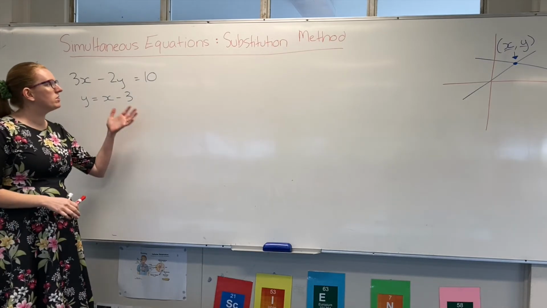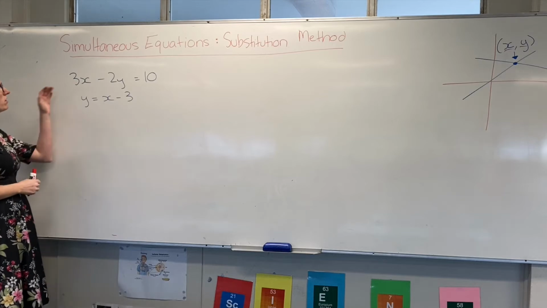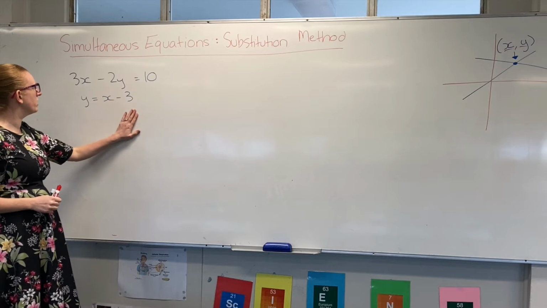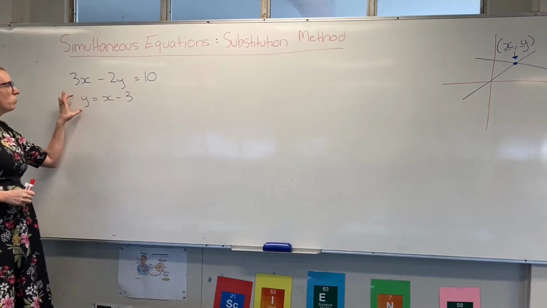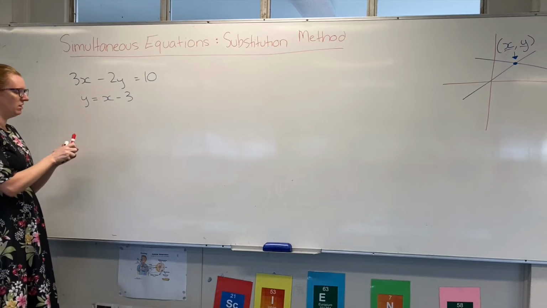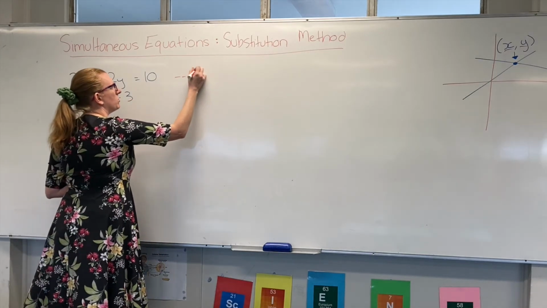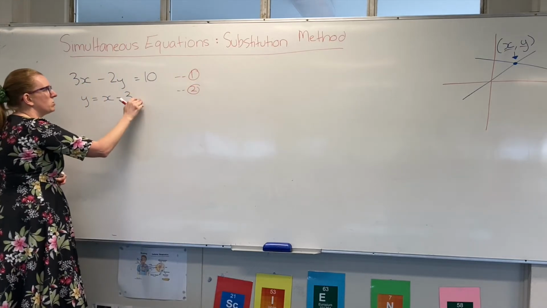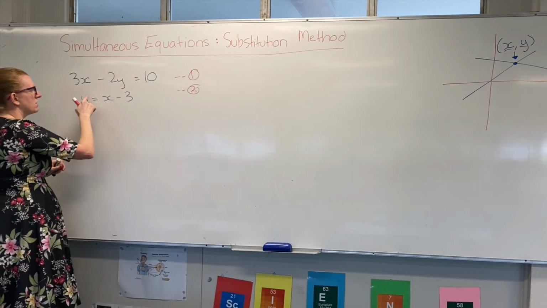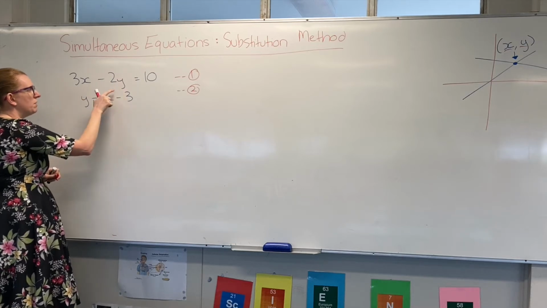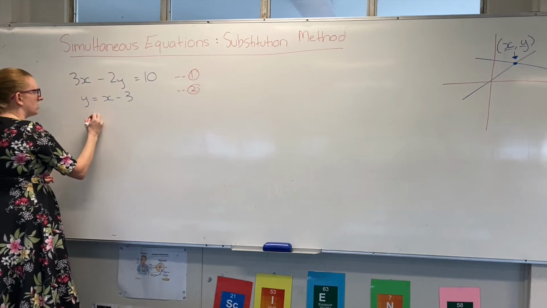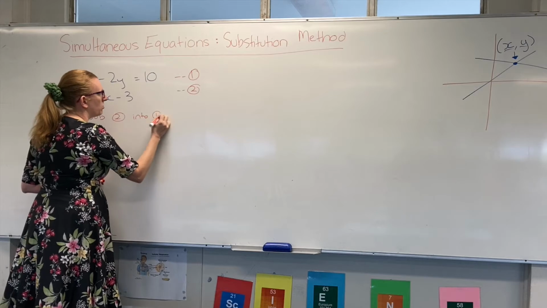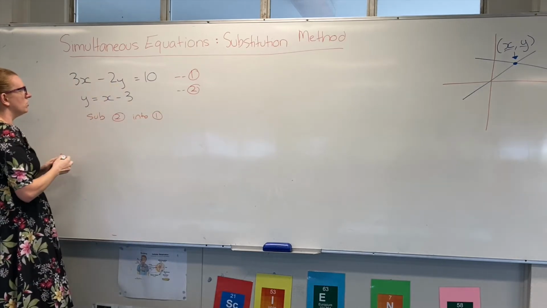Okay, now let's do another one using the substitution method. So here I've got 3x minus 2y equals 10, and here I've got y equals x minus 3. So it tells us what y is equal to for the second equation. So first I'm going to label them, number 1, number 2. So what I'm going to do is I'm going to sub number 2 into number 1 because it tells me what y is equal to. So instead of writing y, I'm going to be putting all of this stuff. So I'm going to sub number 2 into number 1.